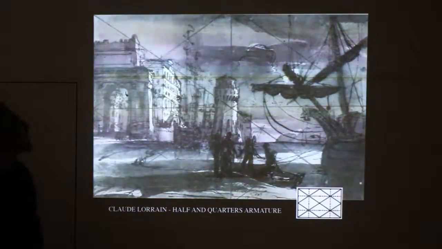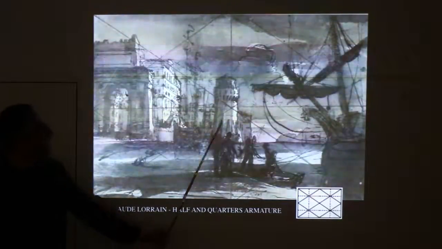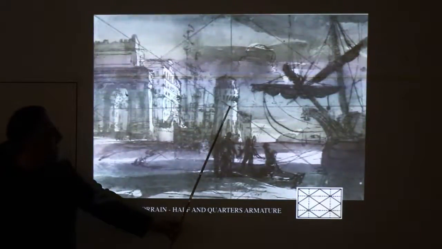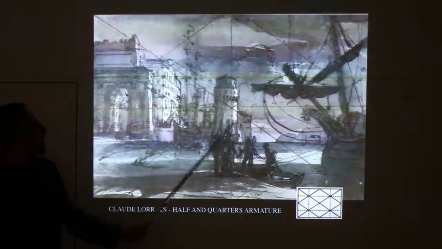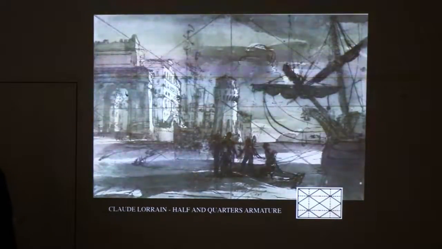Another example, again, the same armature structure, looking at the halves and the quarters. And sure enough, this tower comes right up, not exactly on the center because, you know, we have to be a little bit interesting, but close to the center. You don't follow these lines religiously. You use them as rough guidelines for where you're going to place your elements.